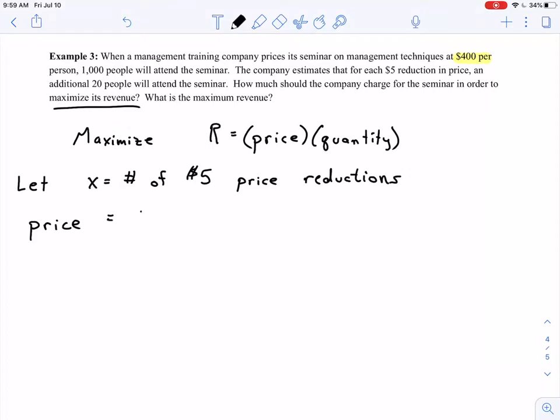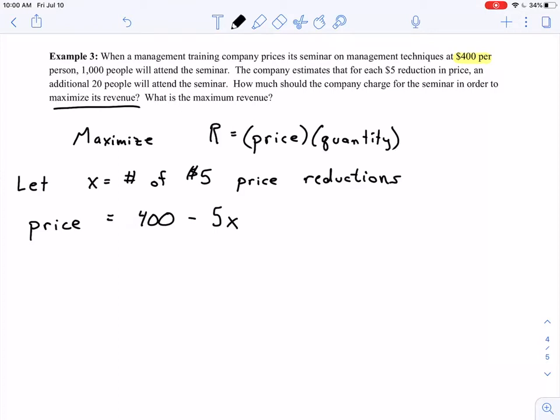So if I start off at $400, I know exactly what my quantity is going to be. But this $400, I might change that by, say, reducing the price by $5 or $10 or $15. So here, X is the number of $5 price reductions. I'm thinking about reducing my price here. So I'm going to take 400 minus, I'm not just going to say X, because if I reduce by, say, $5, X is 1, right? X is the number of $5 price reductions. So I'm going to say 400 minus 5X.